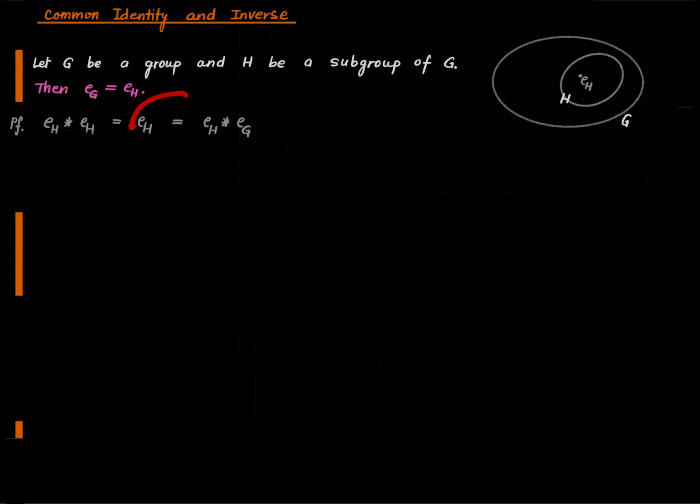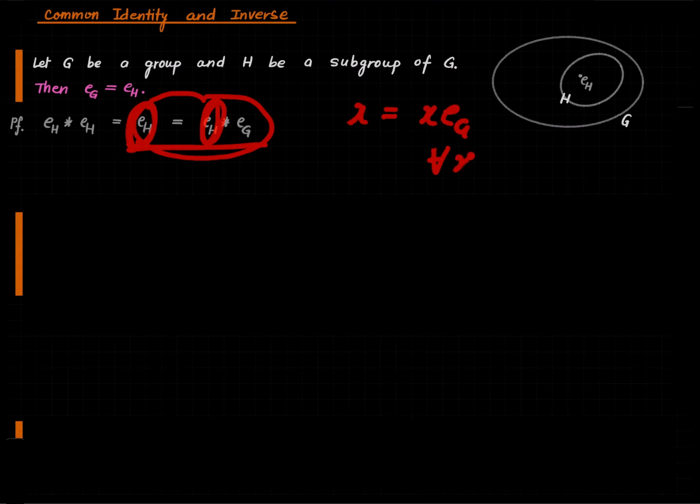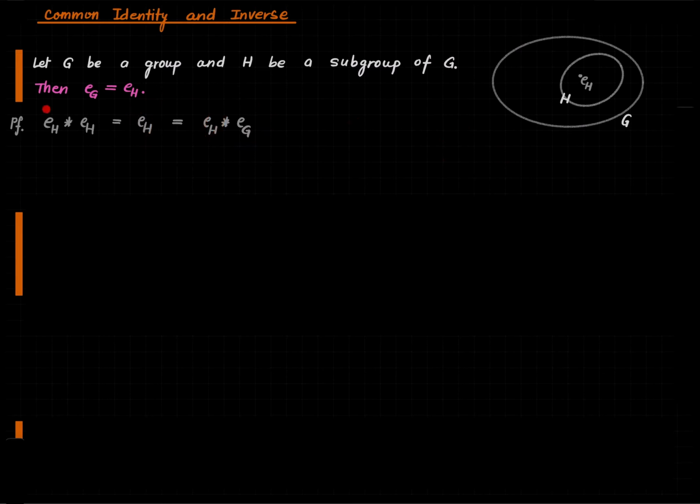So this equation I have written with G in mind. In the group G, think of EH as just some element. So this is of course true because X equals X times EG for all X in G, right? EG is the identity of G. So we have that. Now just look at these two things. These two things are equal. And you can think of that as an equation in the group G where EH times something is EH times EG. So by the cancellation property in the group G, we see that EH must be equal to EG.